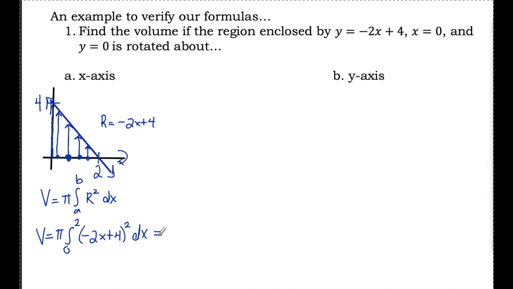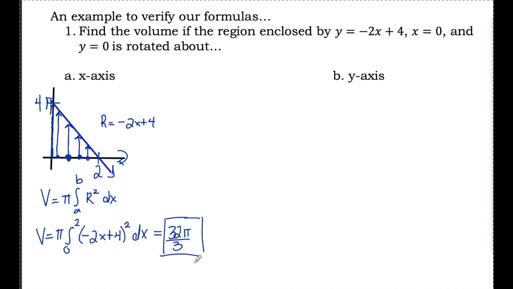A lot of these will be pretty easy to integrate by hand, but you can also stick them right in the calculator. The focus of this video is not integrating and plugging in values, so I am just going to give the answers for each of these. This first one, when you integrate and plug in, you end up with 32 pi over 3.